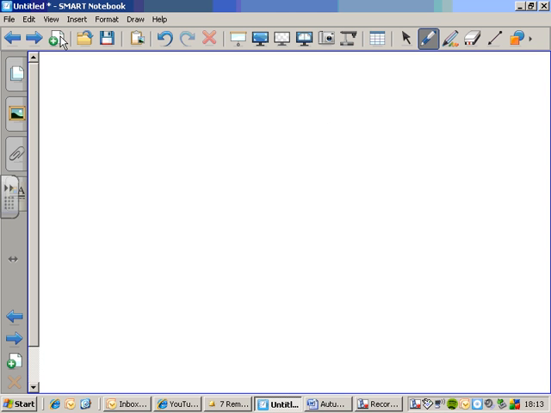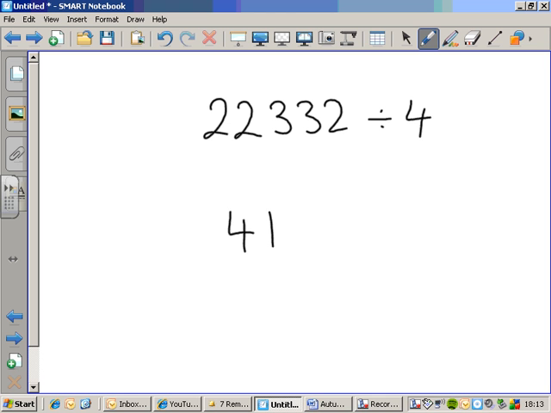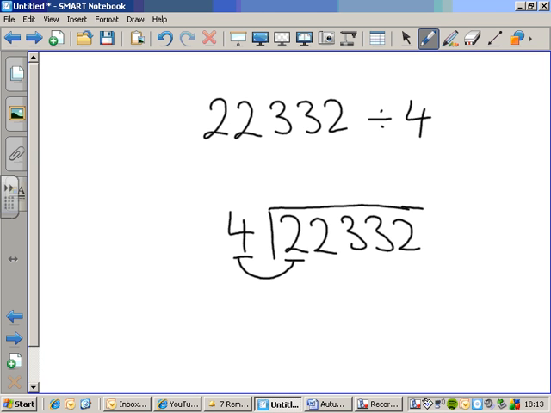Okay, another one. Let's progress a little bit. 22,332 divided by 4. This will introduce something at the beginning that we didn't have in the first example. We start with the first digit and say how many times does 4 go into 2, and the answer, of course, is it doesn't go at all. So we might as well say how many times does 4 go into 22, because we haven't used any of this 2, so we're going to carry it straight across, aren't we?